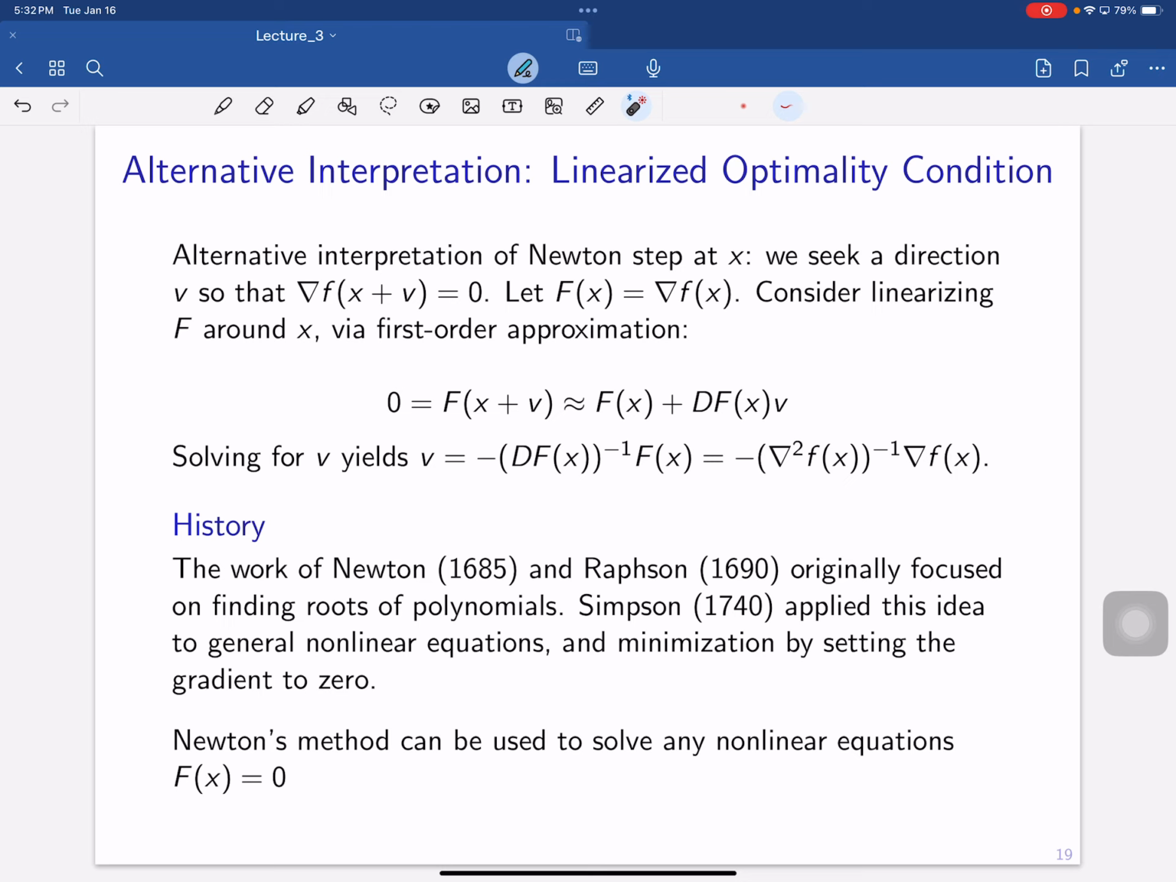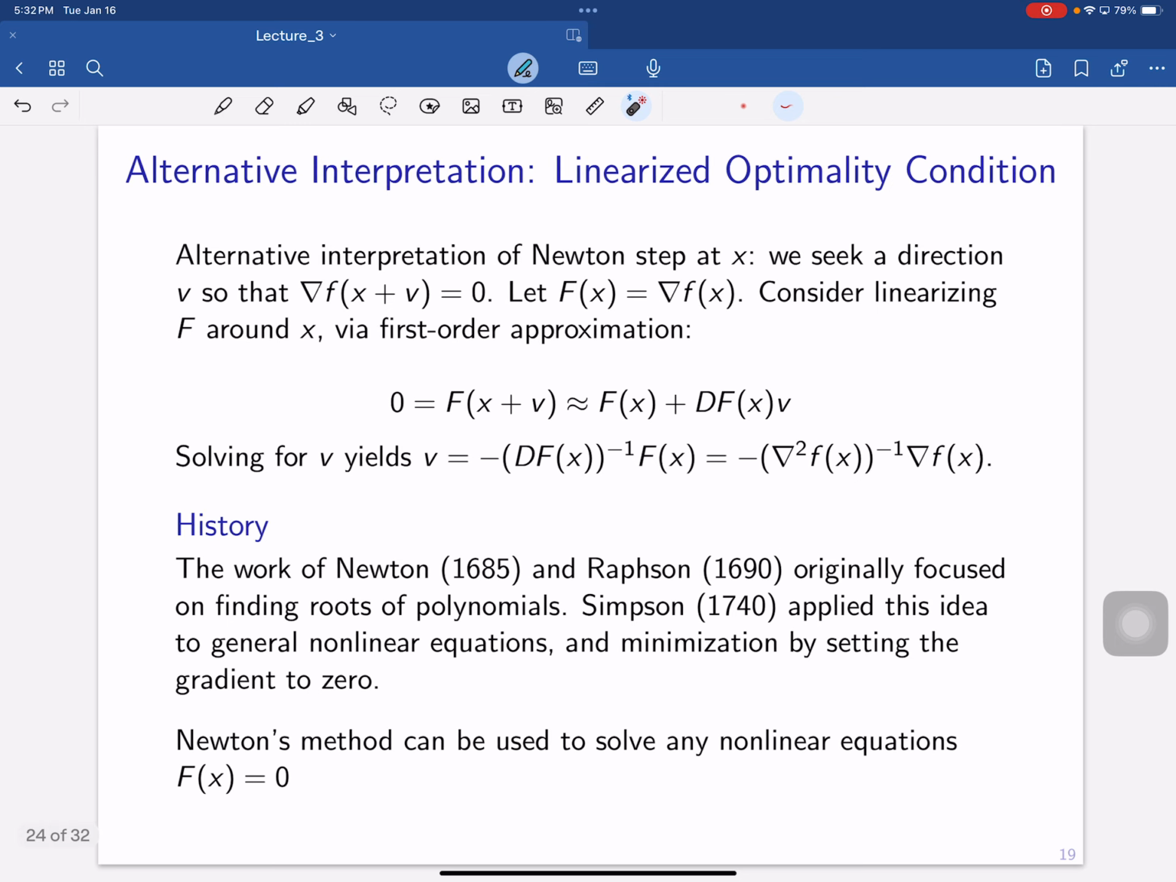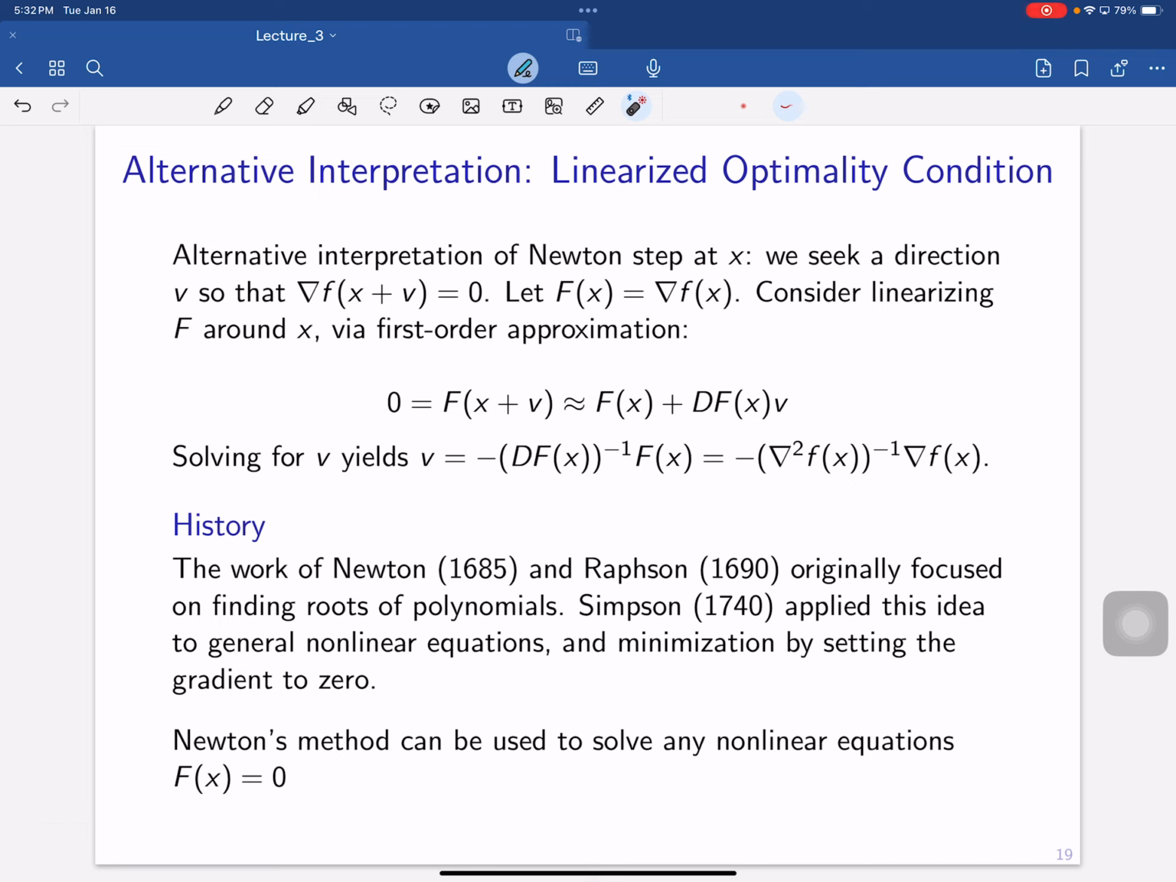Okay. So remember that the optimal solution is a point where the gradient equals 0, right? So you can interpret Newton's method as a method of solving a bunch of nonlinear equations. Suppose we are standing at a point x, and we want to find a direction v such that if you take the direction v, then the gradient at x plus v equals 0. So essentially we are trying to find a solution where the gradient equals 0.